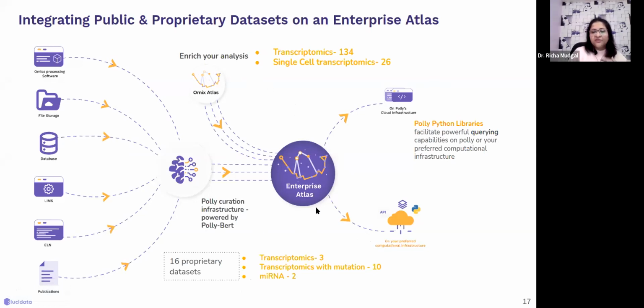The Enterprise Omics Atlas does not just provide you a centralized space to store your data and keep the curated data in the GCT standard format with the metadata. It's not just a place to store, but it also helps you analyze it on the Polly platform itself, which could be GUI based, or, if you're code savvy, through our Polly Python notebooks, which is something I will demo in a few minutes.